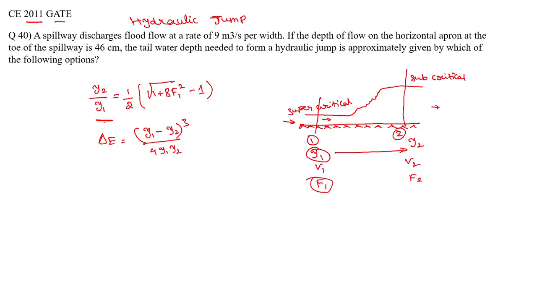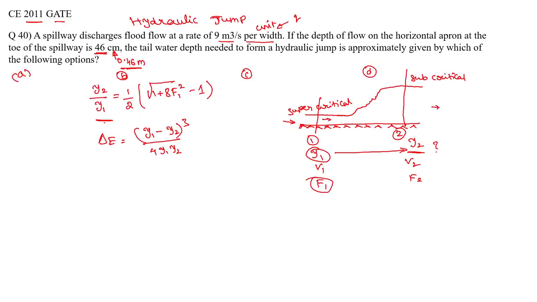The question is as follows: a spillway discharges a flood flow at a rate of 9 meter cube per second per unit width. Per unit width means they have given us small q. If the depth of the flow on the horizontal apron at the toe of the spillway is 46 centimeter, so you can write it as 0.46 meters also, the tailwater depth needed to form a hydraulic jump is approximately given by which of the following options. The options A, B, C are given. So essentially we need to calculate the y2 value. How much is the y2?